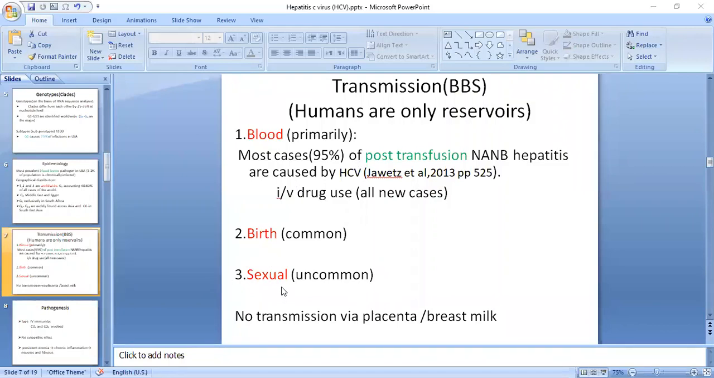The third one is the sexual mode of transmission. There is no transmission via placenta or breast milk, unlike hepatitis B. Hepatitis B virus is transmitted through the placenta or breast milk, but here it is just the opposite.